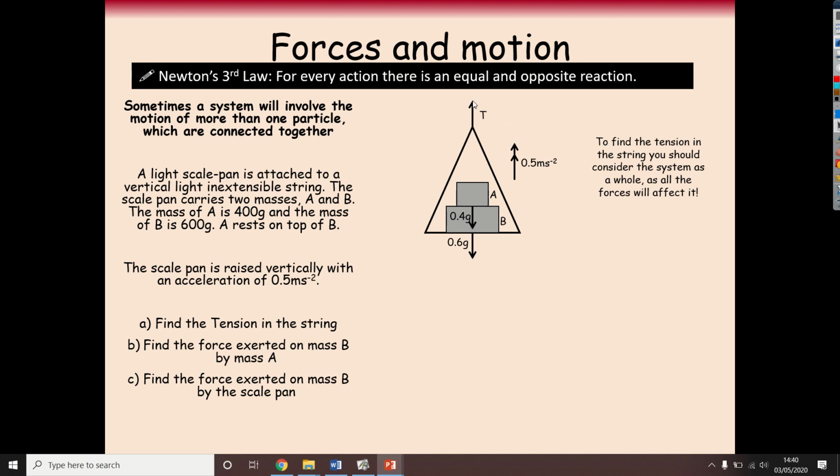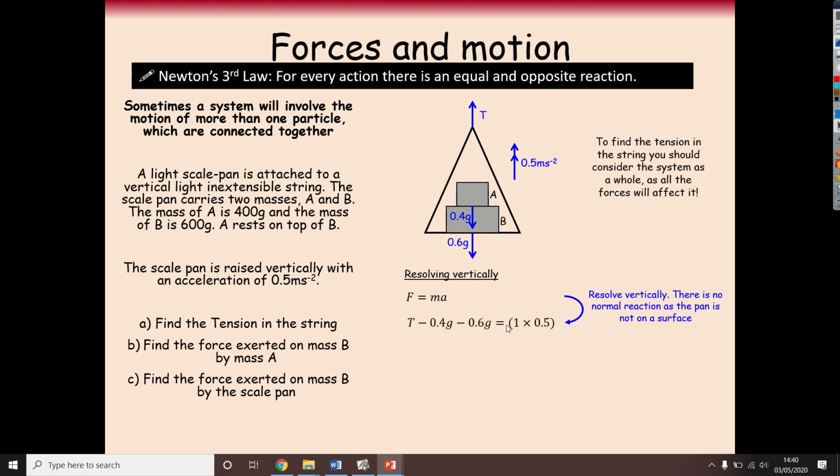This tension is, in fact, affected by the weights of these blocks. So you've got to treat the whole system as a whole because you've got to consider all of the forces acting on the scale pan, okay? So let's resolve vertically towards the acceleration. Plug in your values, okay? T minus these two equals the combined mass this time, okay? If you've got multiple objects, make sure you combine the masses.